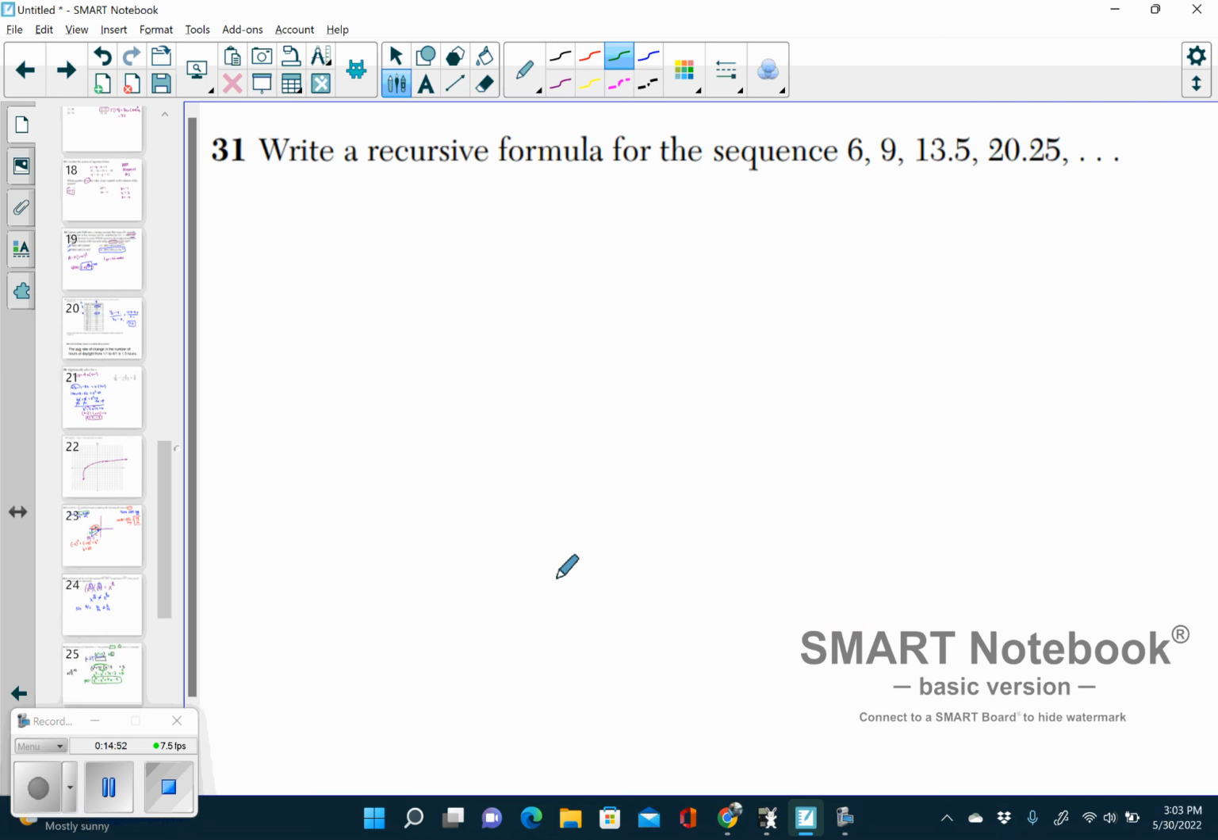Okay, it's question number 30. Write a recursive formula. So recursive just means what am I doing to the previous number to get the next number. And here I can see that, so I might think that I'm adding 3, but then that's not consistent. So I know it's not going to be adding, so it has to be geometric instead of arithmetic. So to figure out what that number is, I can take the second number, which is 9, divided by the first number, which is 6. And 9 divided by 6 is equal to 1.5.